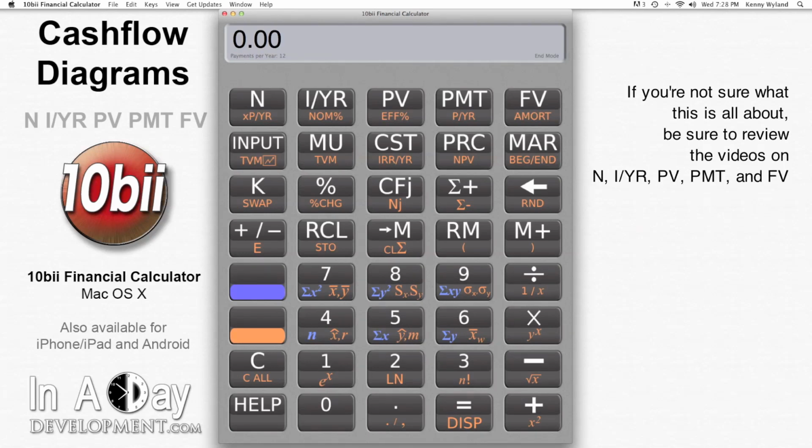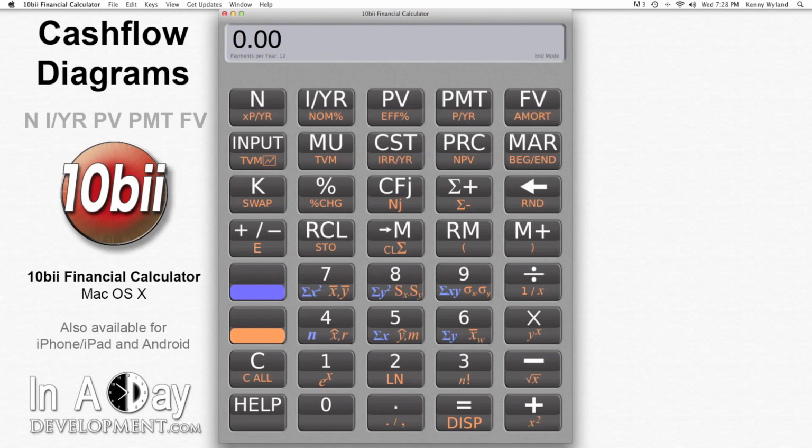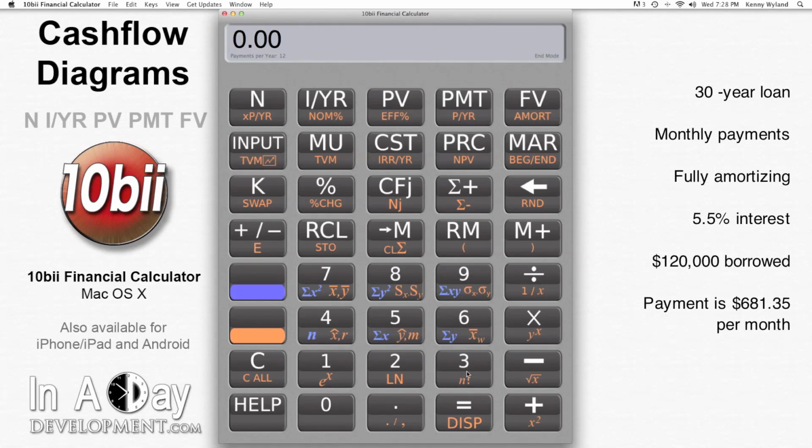First, if any of this is confusing, please review the videos for basic TVM functions, as they go into more detail than this video does. For this example, I'm going to use a fairly typical mortgage scenario. The loan is 30 years, paid monthly, amortizing fully at 5.5% interest. I'm borrowing $120,000. My payment is $681.35 per month.